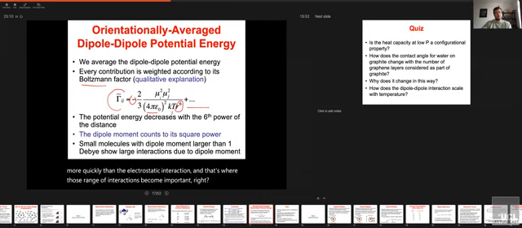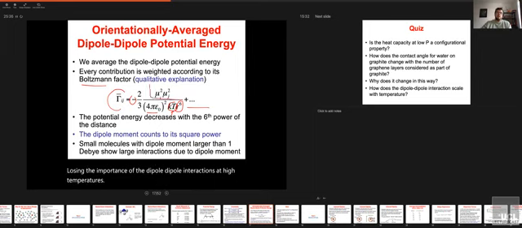Then you have something that you did not have in the electrostatic interactions, which is the temperature. So what you see is that as the temperature goes up, the dipole-dipole potential goes down. And the reason is that as the temperature goes up, you have more of these rotations that are going to average things out, and you are essentially losing the importance of the dipole-dipole interactions at high temperatures.